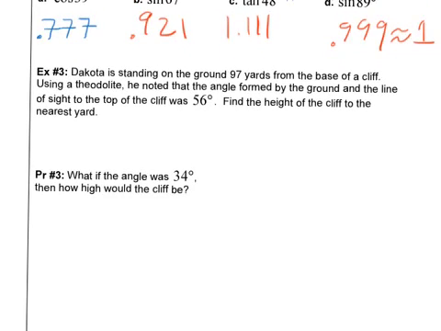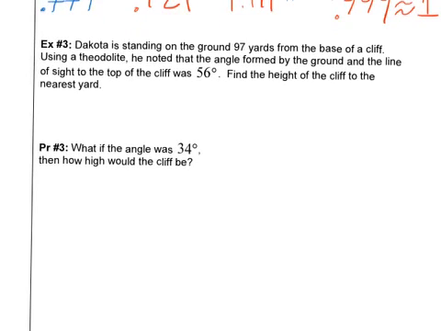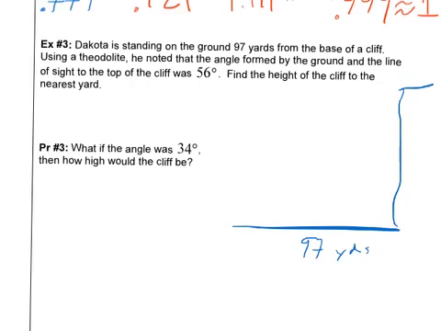Okay. It says Dakota is standing on the ground 97 yards from the base of a cliff. Okay, remember, guys, when in doubt, draw it out. So let's draw it. Here we go, 97 yards. And here's my cliff. I'm going to make my cliff just like that. Maybe we can call it cliff.